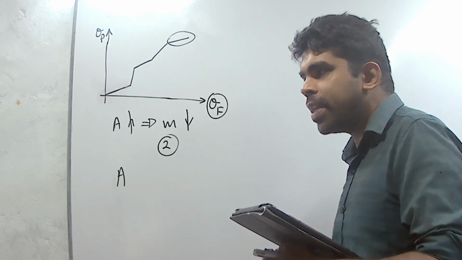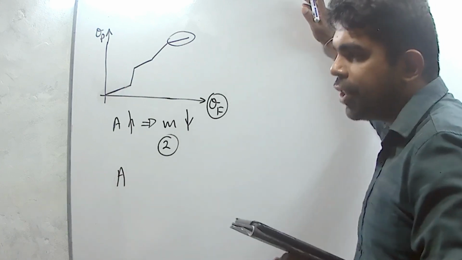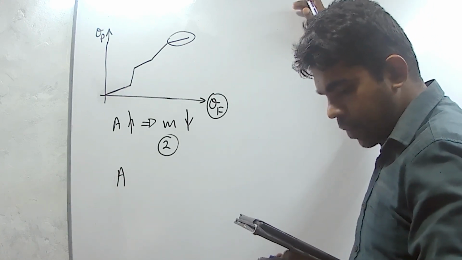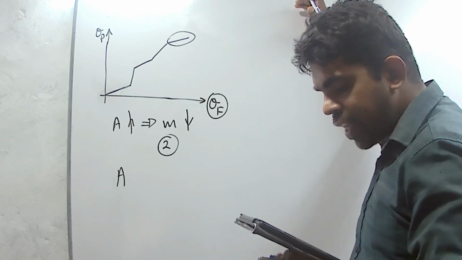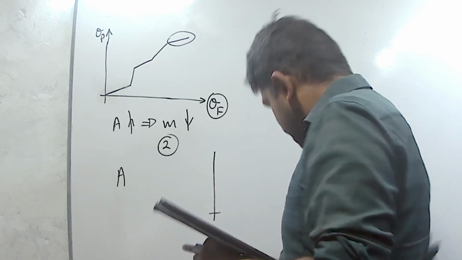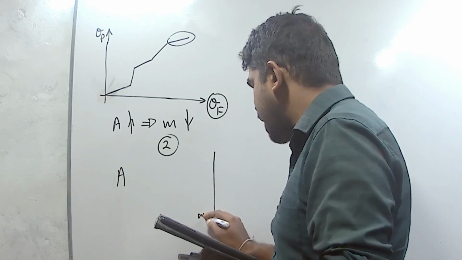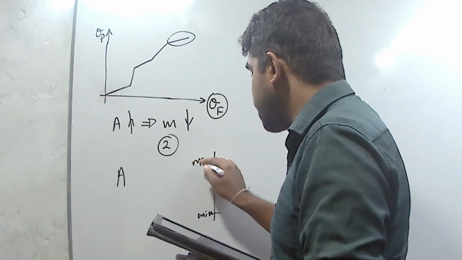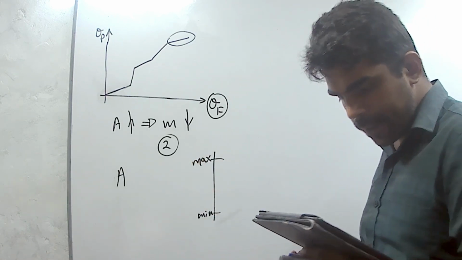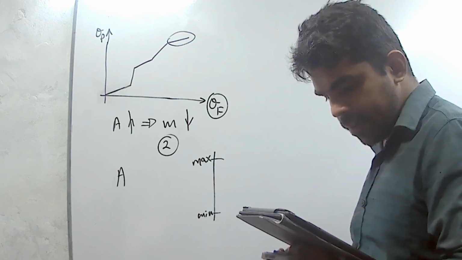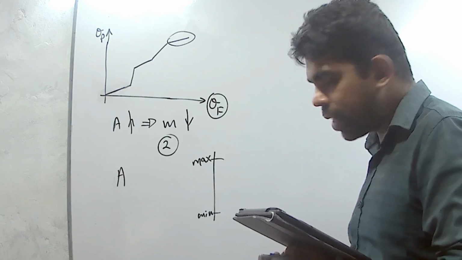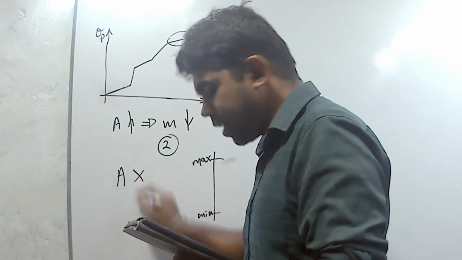Large variation means there is a large gap between the minimum measuring temperature and maximum measuring temperature. It is not depending on that. We have to consider accuracy. Then A is incorrect.